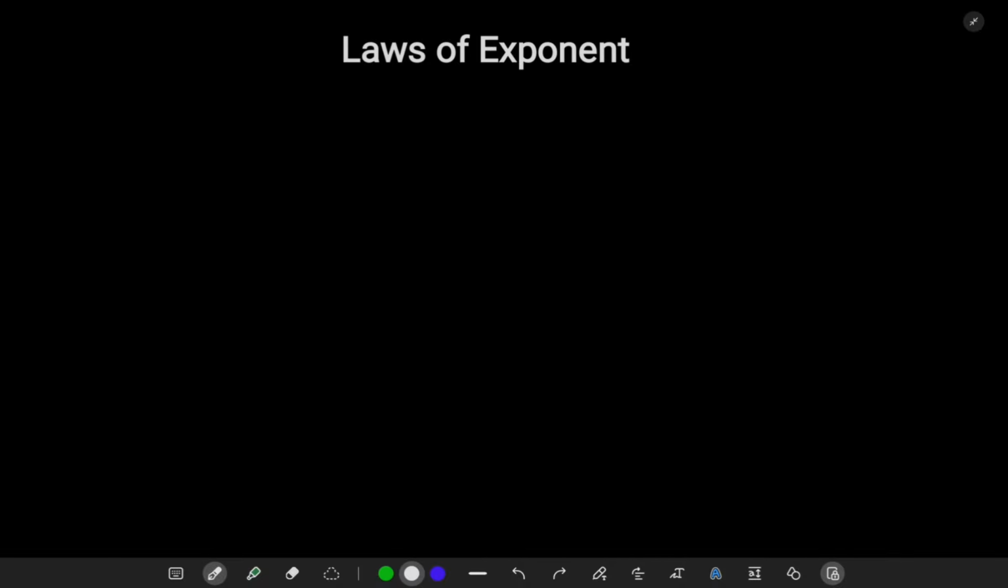Hi everyone. So our topic for today is all about the laws of exponent. So for number 1, we have the product rule. So let's say if we have x raised to m times x raised to n, so that is equal to x raised to m plus n.